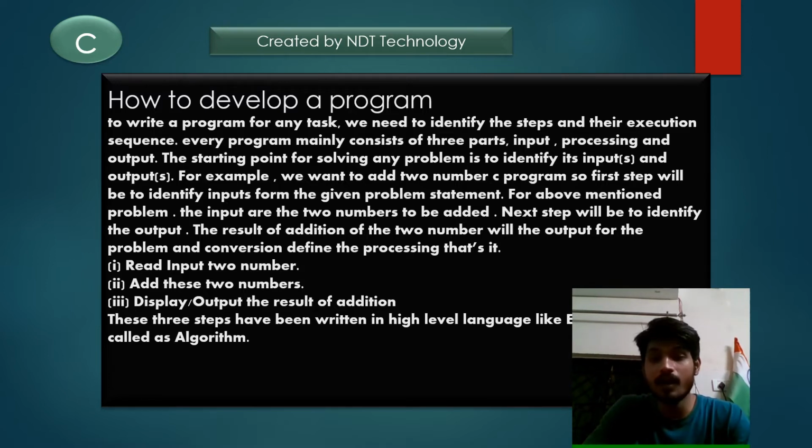And all of this is connected with your thought process, apart from your input and output method. So the starting point for solving any problem is to identify its input. As I already told you, you have to analyze your input: which kind of input you have to provide, and which kind of output will result. What will the result be after you provide input?